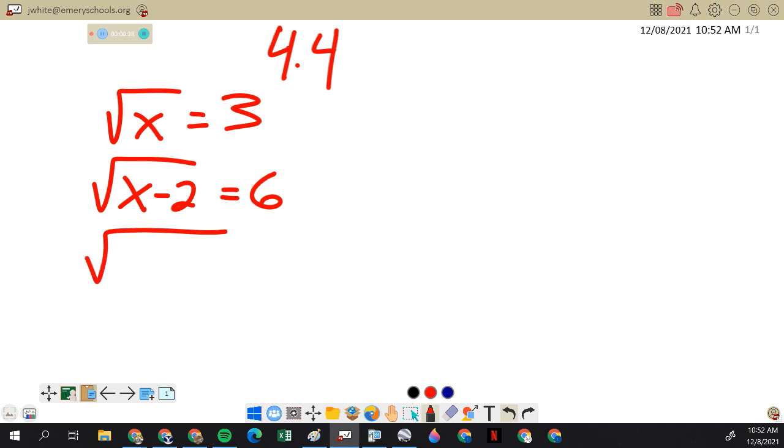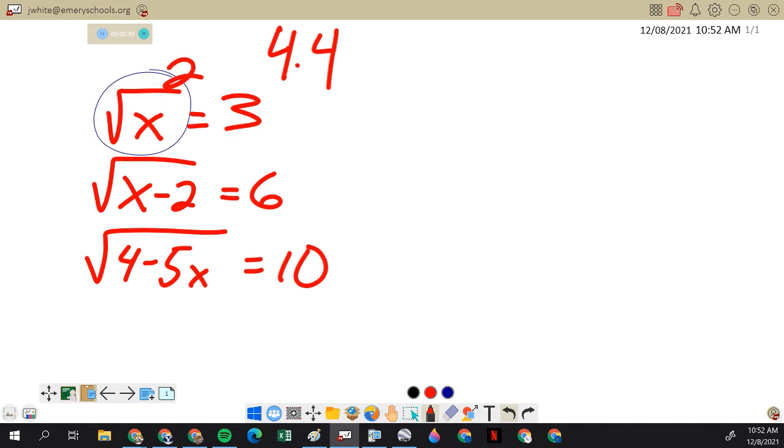Okay. What about the square root of 4 minus 5x equals 10? That's a little bit harder. Okay, so we need an algebraic way to solve this. If we look at the first problem, what is the opposite of a square root? Squaring. So if I square both sides, then the square root and the squared cancel, and I get x is equal to 9.